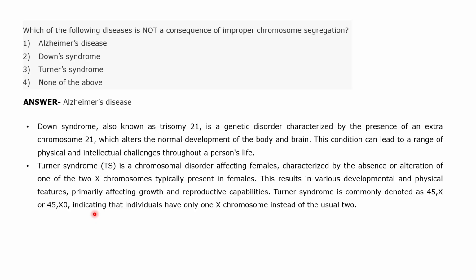So that's what these syndromes are. One is the trisomy in case of Down syndrome. Another one is the missing copy of one sex chromosome, leading to the formation of Turner syndrome. So I hope this answer is clear. Does anyone have any doubt?